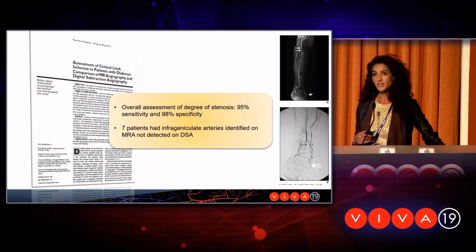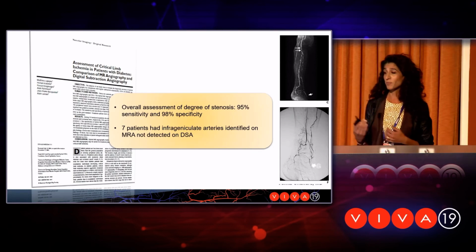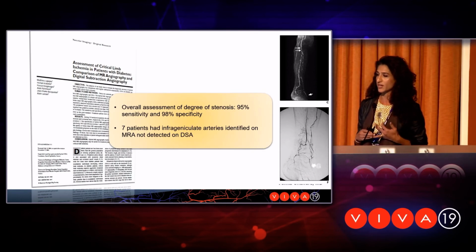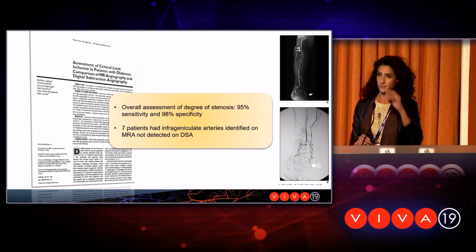Potentially due to the timing of the DSA, suggesting maybe that this could be helpful. They could help us find some unfound vessels for a bypass or a revascularization strategy. But this paper just looked at imaging and didn't talk about the potential outcomes.